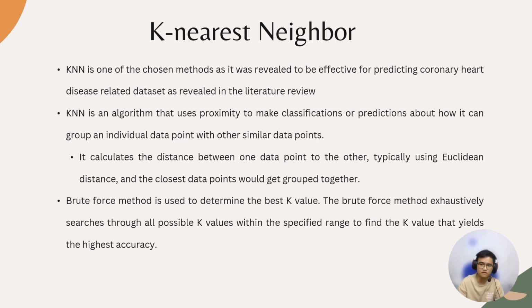And this closeness is determined via a k value. So essentially, if the k value is equal to 2, for example, the 2 nearest data points will be grouped together. So we're using the brute force method to determine the best k value, and the brute force method essentially searches through all possible k values within a specified range so as to find the best k value that yields the highest accuracy score.